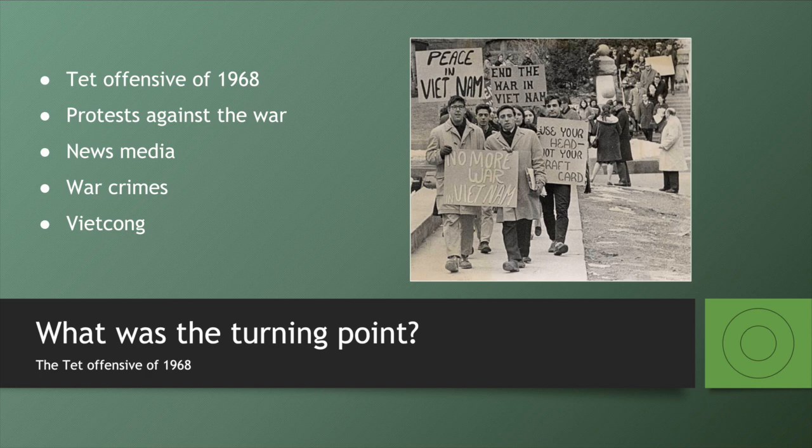Also, in the United States at this time, there was an incredible amount of protest against the war. And many of these protests were being conducted by college students on campuses all over the United States. Many of these college students asked the question, why is the United States sending men and women to fight in Vietnam? Of course, many of the people who were protesting were approximately the age of the men and women that were being sent to Vietnam.